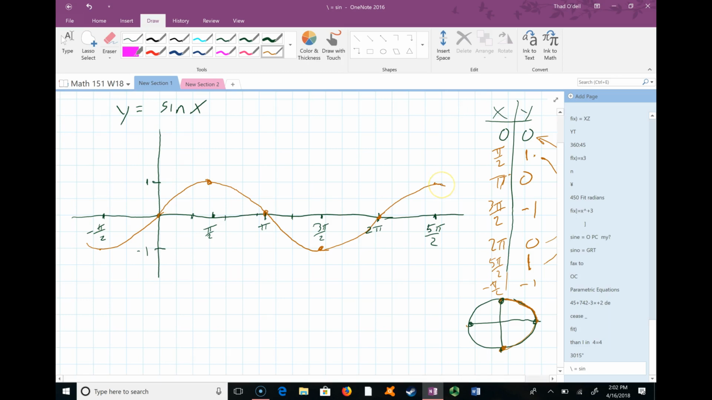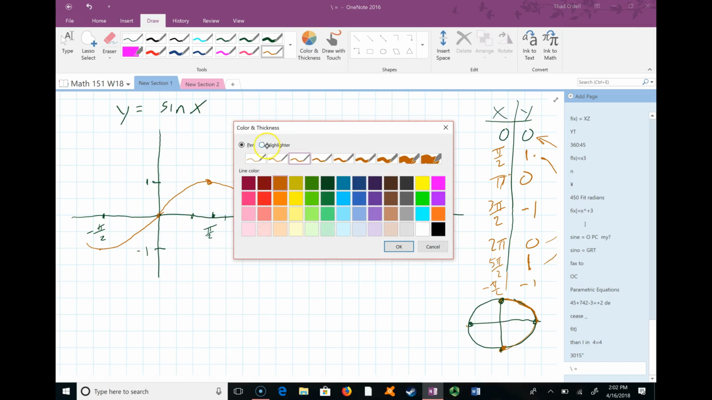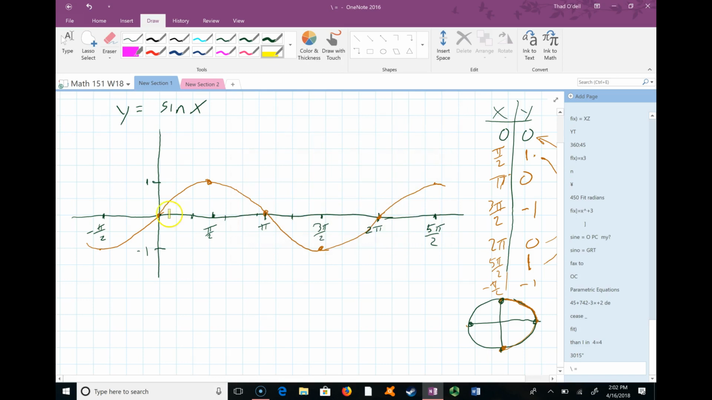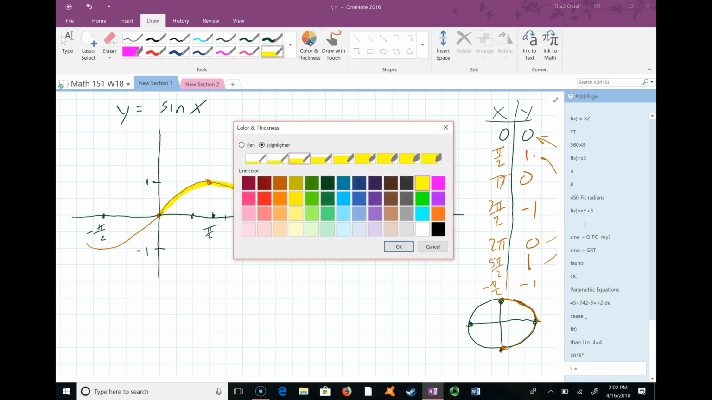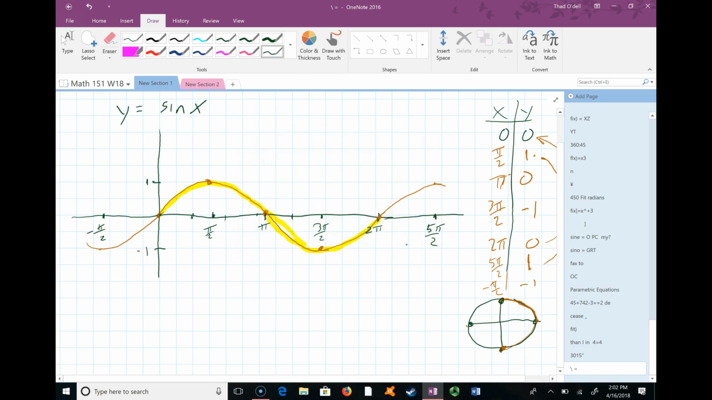And it begins to repeat itself right there. Or, I'm sorry, right there. So you can see, if we were to highlight this, can I grab some yellow? Let's see, a yellow highlighter. So this part right here, that's one cycle of sine. So notice once you get past the yellow, it just starts repeating itself. It does the same thing it did before. So that's the graph of sine, y equals sine x.